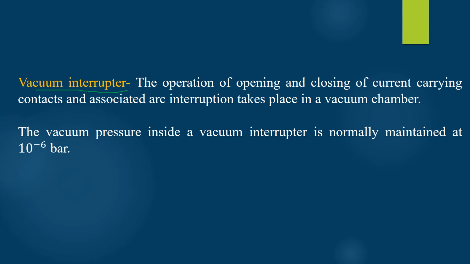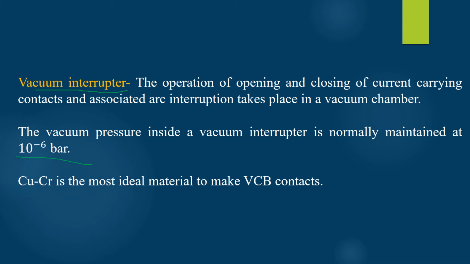Please note that the vacuum pressure inside a vacuum interrupter is normally maintained at 10 raised to power minus 6 bar. Also, copper chromium is the most ideal material used for making the vacuum circuit breaker contacts.